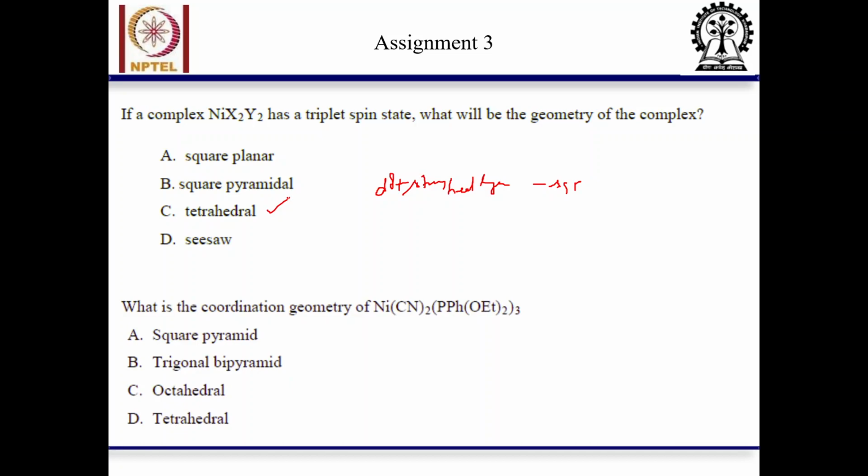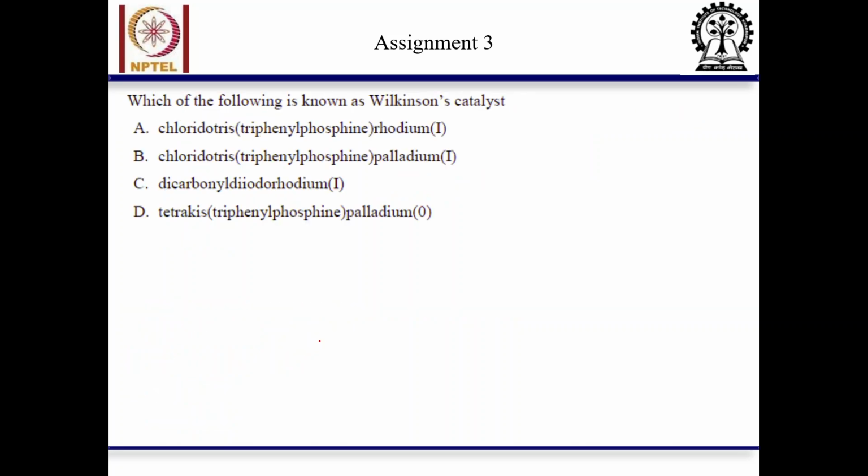What is the coordination geometry for NiCN2PP? I think we have already discussed this. This is the trigonal pyramid. Which of the following is known as the Wilkinson catalyst? We have discussed previously what the Wilkinson catalyst is. Here you have to tell me the IUPAC name. Can anyone tell me the answer for this?